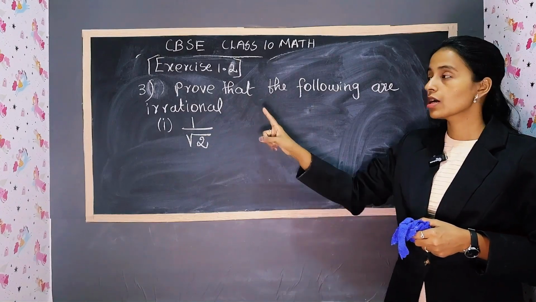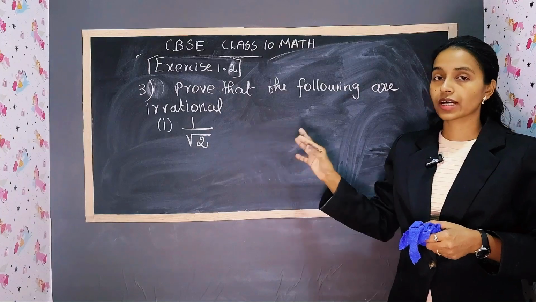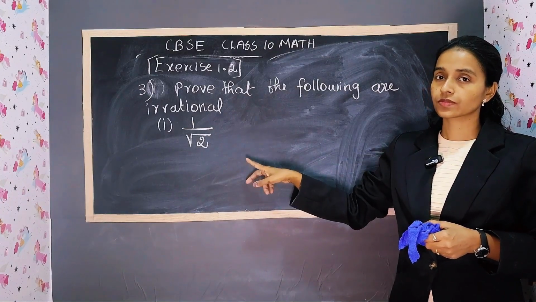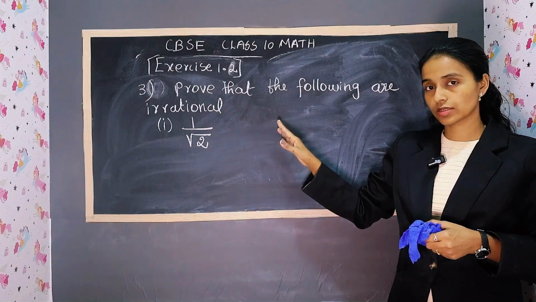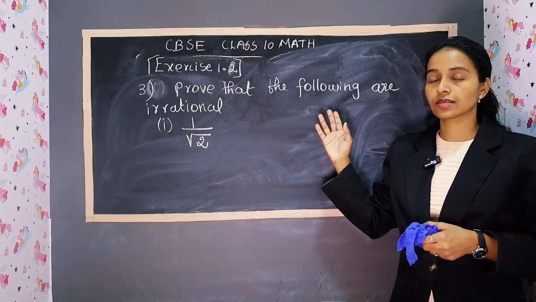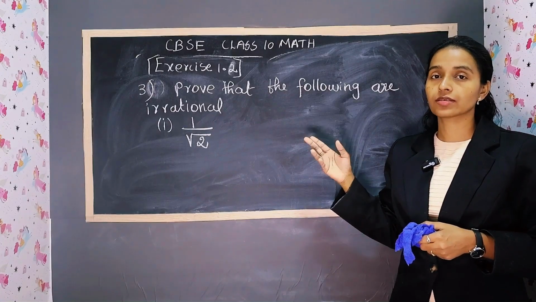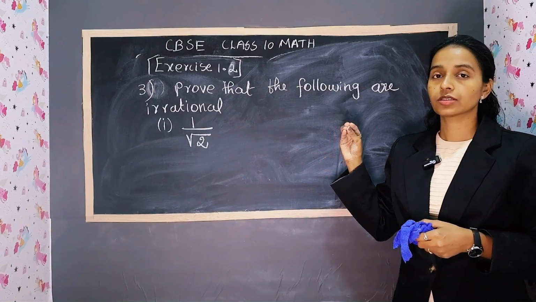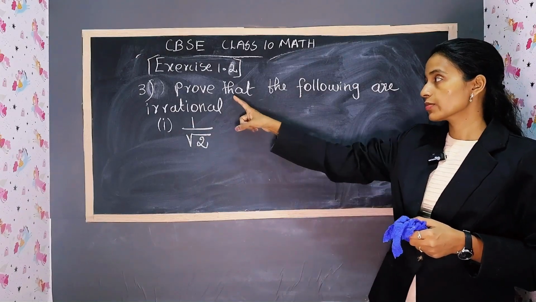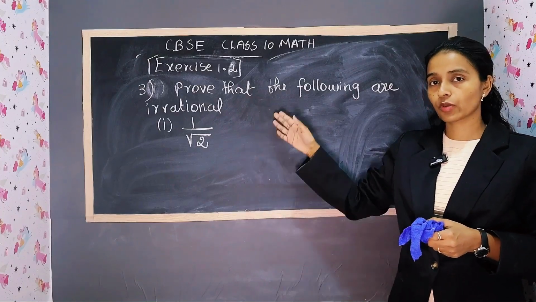Here the question is, prove that the following are irrational. Here we have three sub-questions. This is the first one. You can follow the same thing for the second and third sub-questions, and do them yourself by following all this.